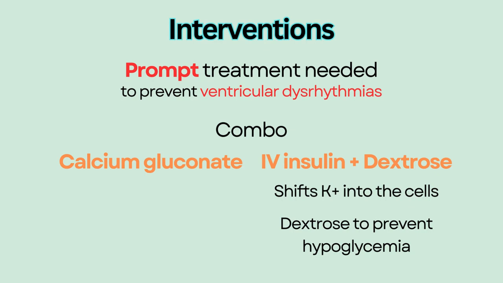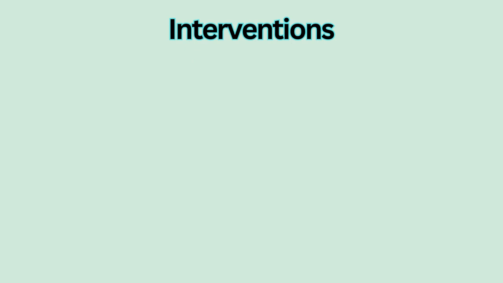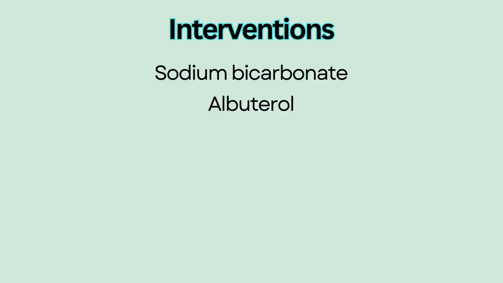Calcium gluconate does not lower potassium level, but it stabilizes cardiac cell membrane and antagonizes the effect of hyperkalemia on cardiac muscles. Other agents that also shift potassium into cells include sodium bicarbonate and albuterol.